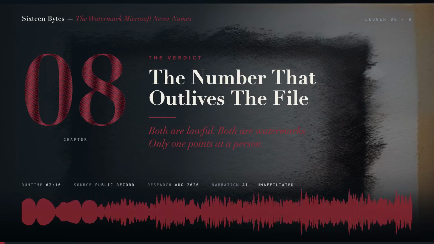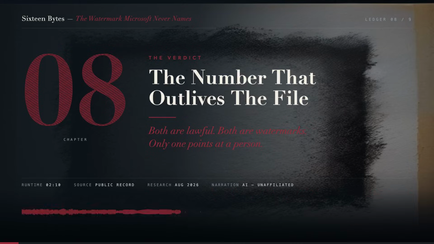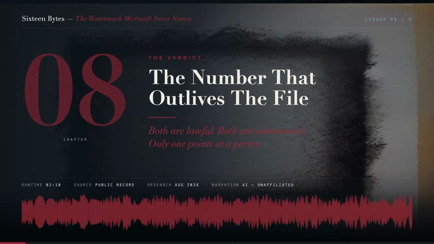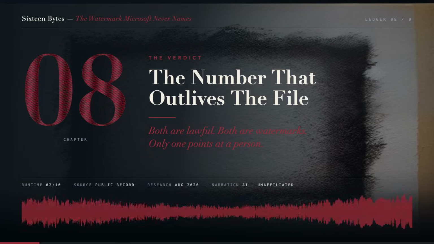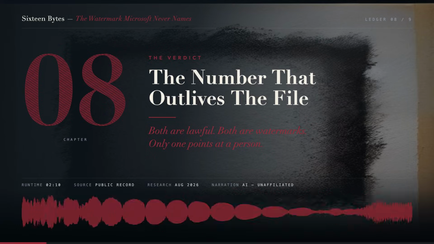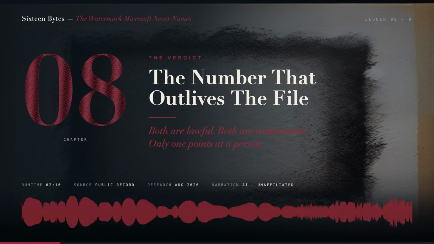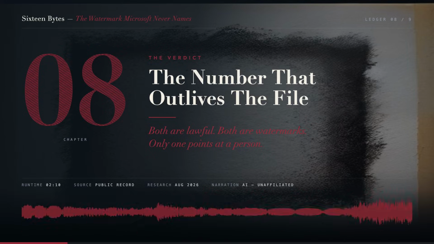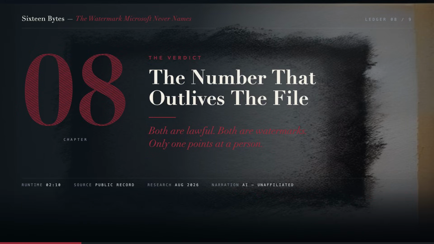Chapter 8, the number that outlives the file. Here is my position, and here is how to break it. I think the interesting failure in this story is not surveillance. It is a naming failure with a very long tail. We have agreed across an industry and now in law that AI output should be marked. Reasonable, I am in favor of it. But marked turned out to cover two completely different objects, and we let one word carry both.